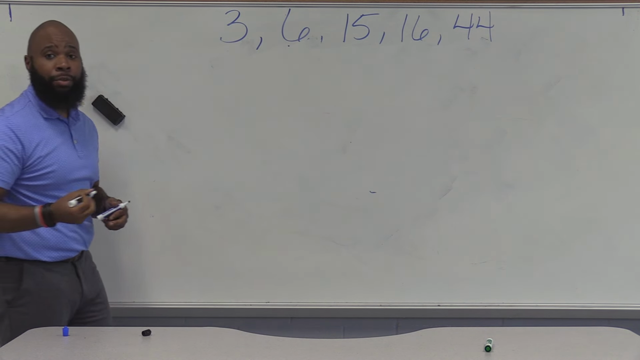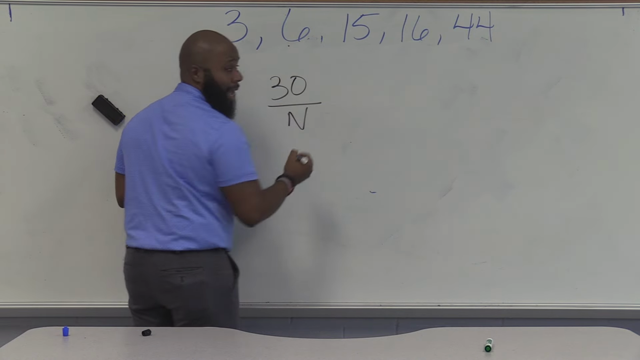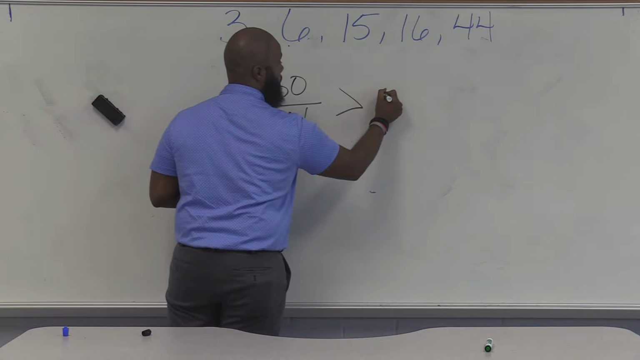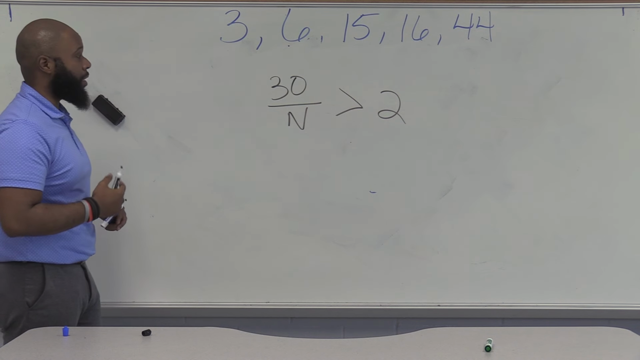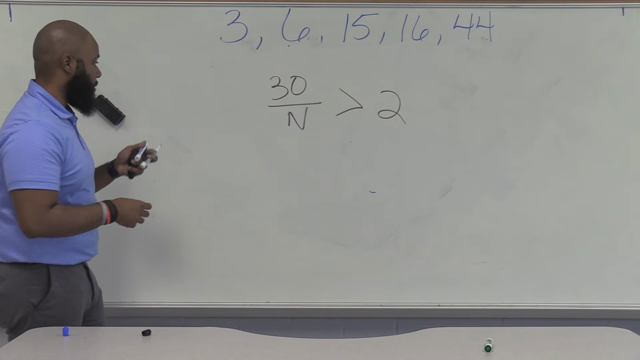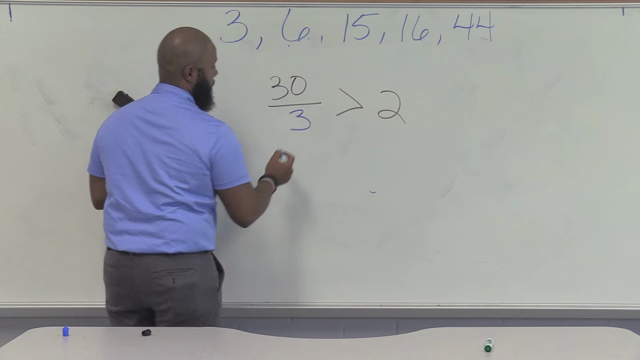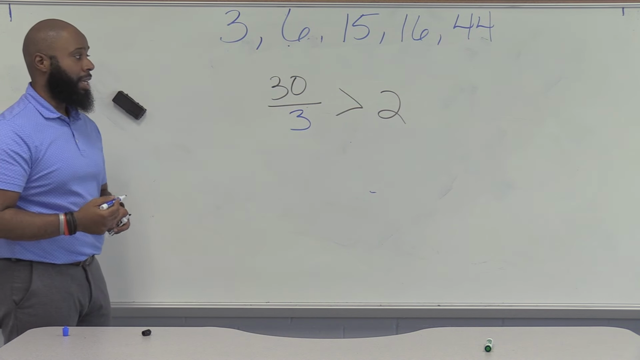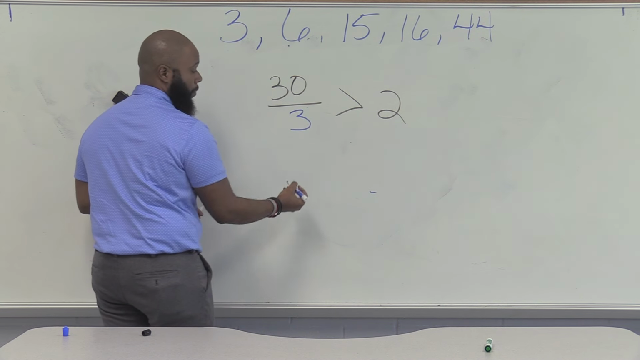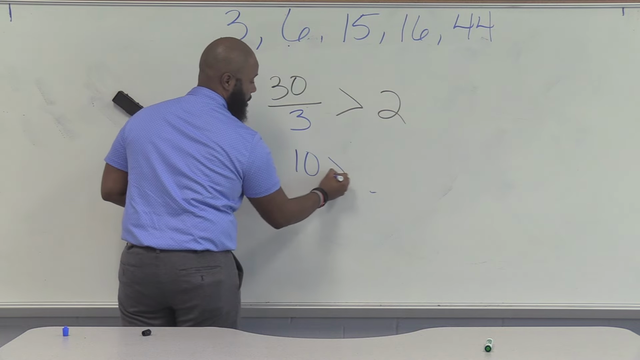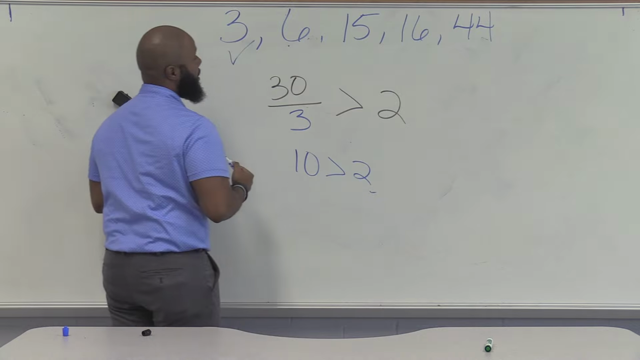So my next one, I'm going to do 30 over n, or 30 divided by n, is greater than 2. So what am I substituting? I'm going to substitute n. So go through my series, substitute 3 for n. 30 divided by 3, is that going to be greater than 2? Well, 30 divided by 3 is going to give me 10. Is 10 greater than 2? Yes. So 3 is one of my answers.